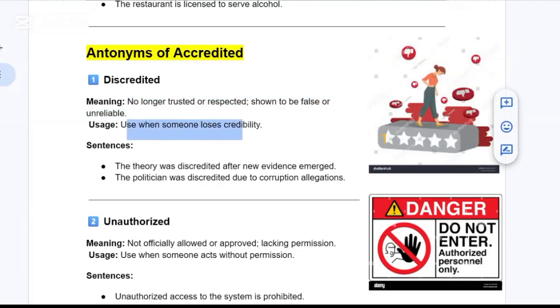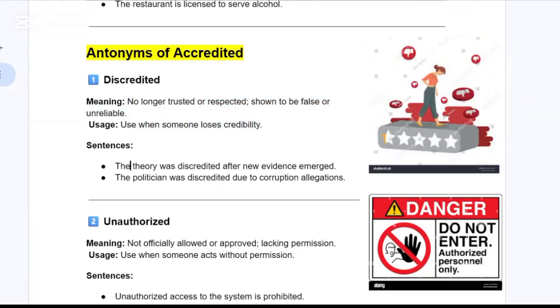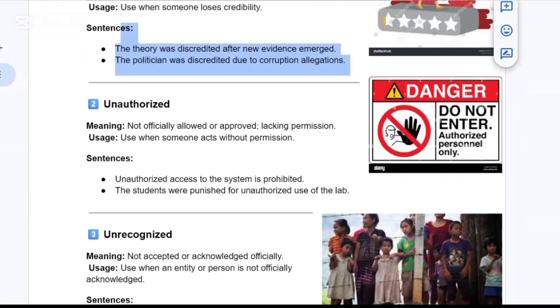It is used when someone loses credibility. For example, you lose your credibility or you are being disrespectful. The theory was discredited after new evidence emerged. The politician was discredited due to corruption allegations.